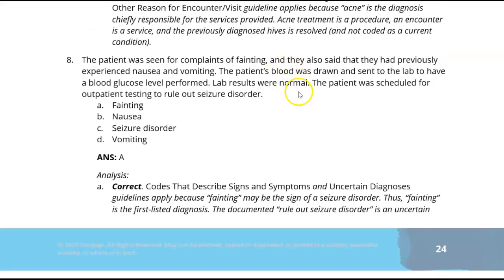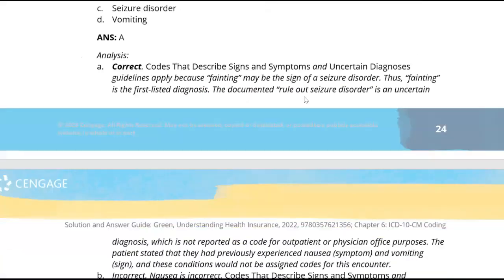Number 8 is going to be they come in for fainting. They said they have previously experienced nausea and vomiting. The patient's blood was drawn. A blood glucose level was performed. Labs were performed. Patient was scheduled for outpatient testing to rule out seizure disorder. So what is going on here? Okay, we have to go with fainting. They had experienced nausea and vomiting. They did some blood work. It was all normal. And we can't code seizure disorder because, once again, we need more testing. Okay, it says rule out, can't code that. So our code for number 8 is going to be fainting.